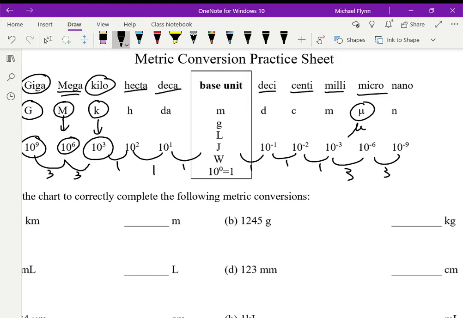So a micron is really small. A micrometer would be like, you know, there might be 10 microns. A strand of your hair might be like 50 microns across, okay?